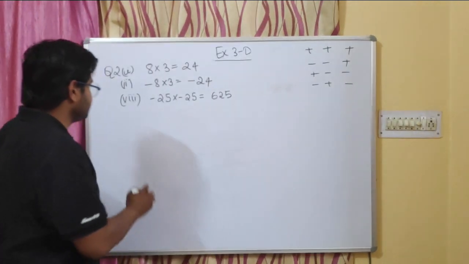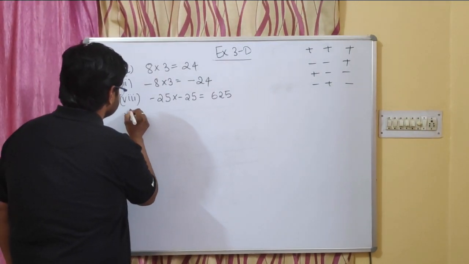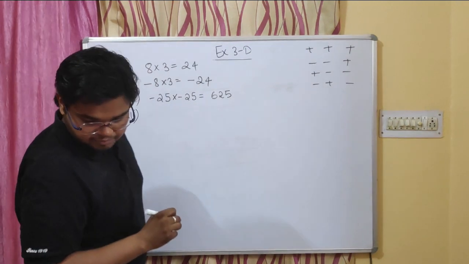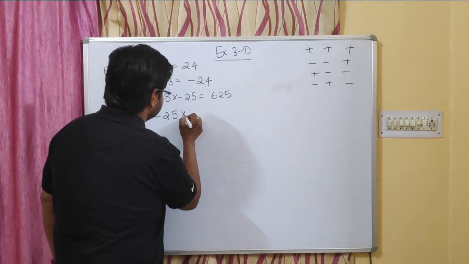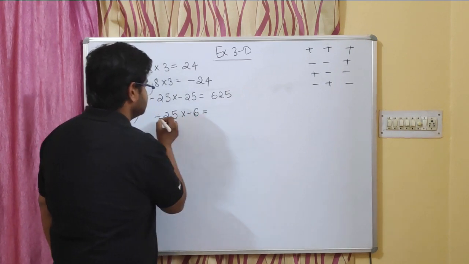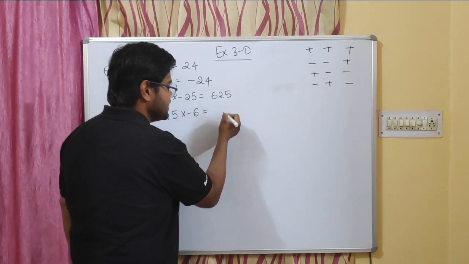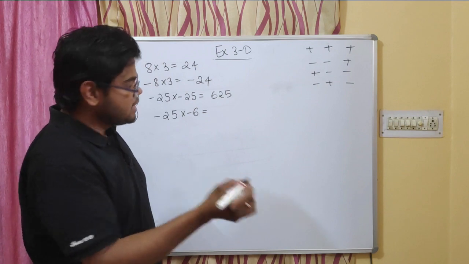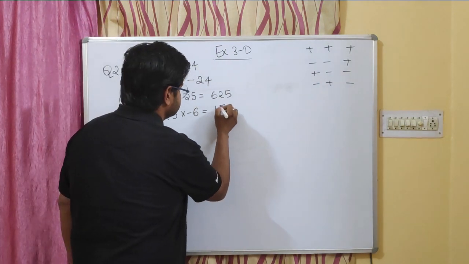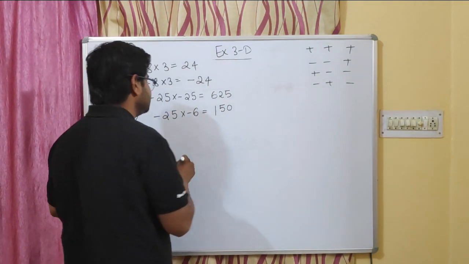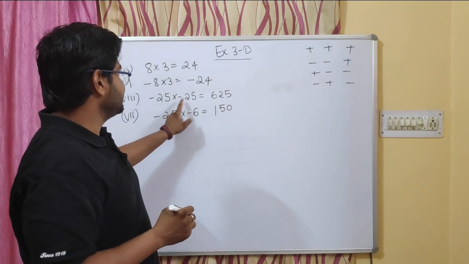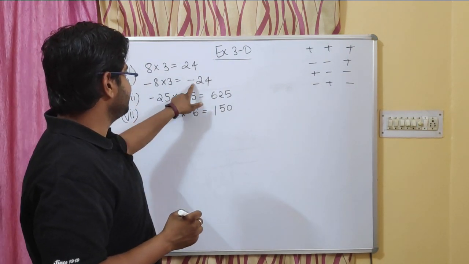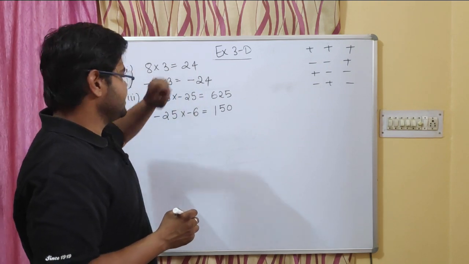Part number 7. Minus 25 into minus 6. So this minus minus will be plus, and 25 into 6 will be your 150. As you can see here, minus minus will give us plus, minus plus will give minus, plus plus then plus.